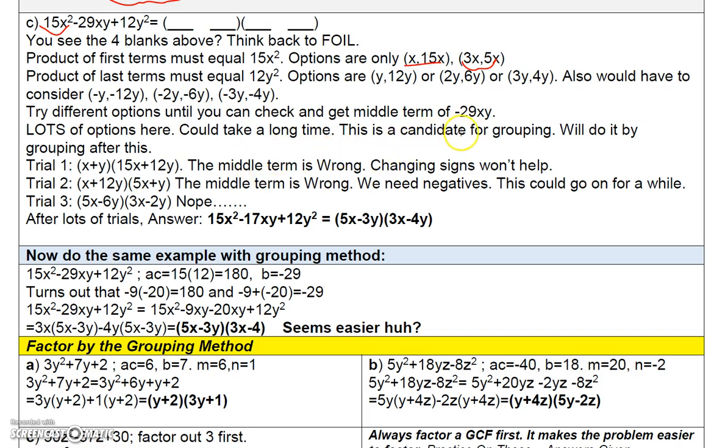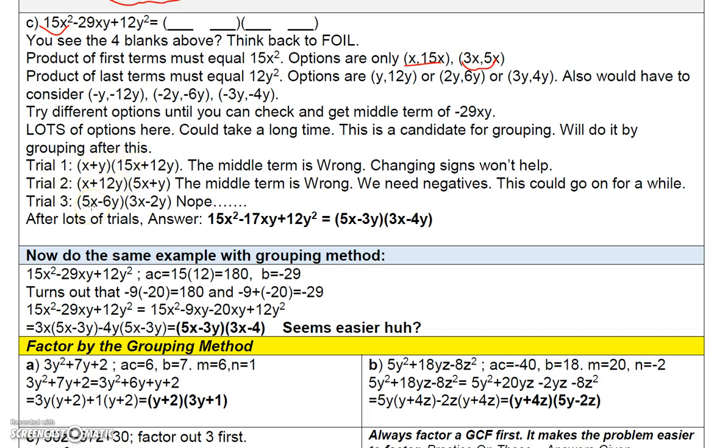So this is a candidate for us to do by grouping. And we will do this by grouping a little bit later. But let me just show you what you would do. So if you tried x and 15x and then started trying values for the last term of y and 12y or 2y and 6y and so forth, you're actually going to find out that the middle term is not going to give you minus 29xy. And actually it's not going to work for any of the combinations that involve x and 15x.